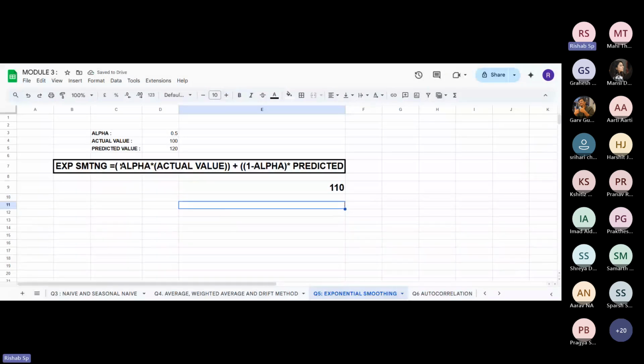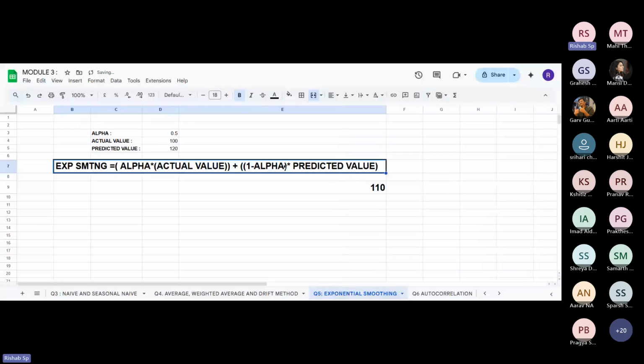Simple maths, right? You just need to be aware of this equation, alpha into actual value plus 1 minus alpha into predicted value, and put those values into the equation and you will get the answer, right?